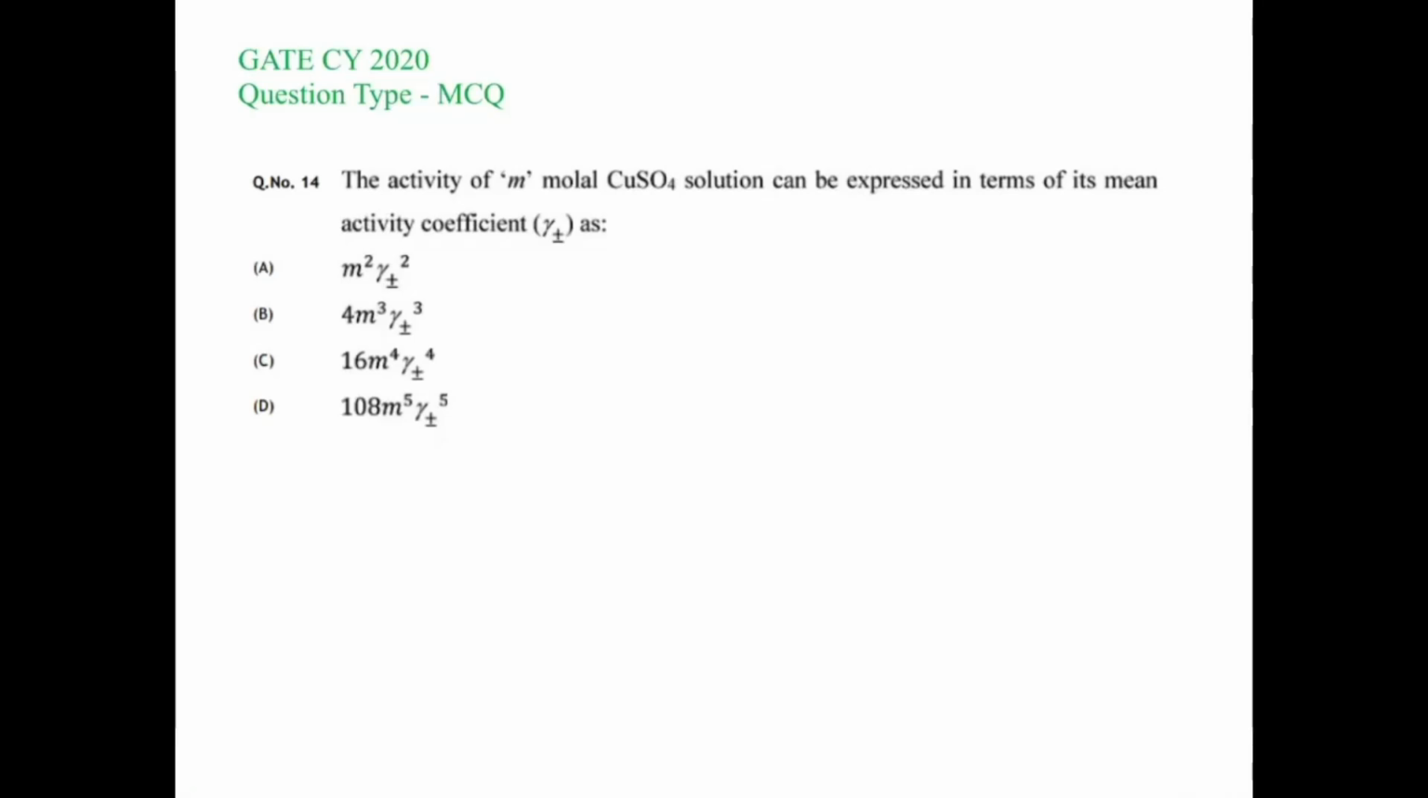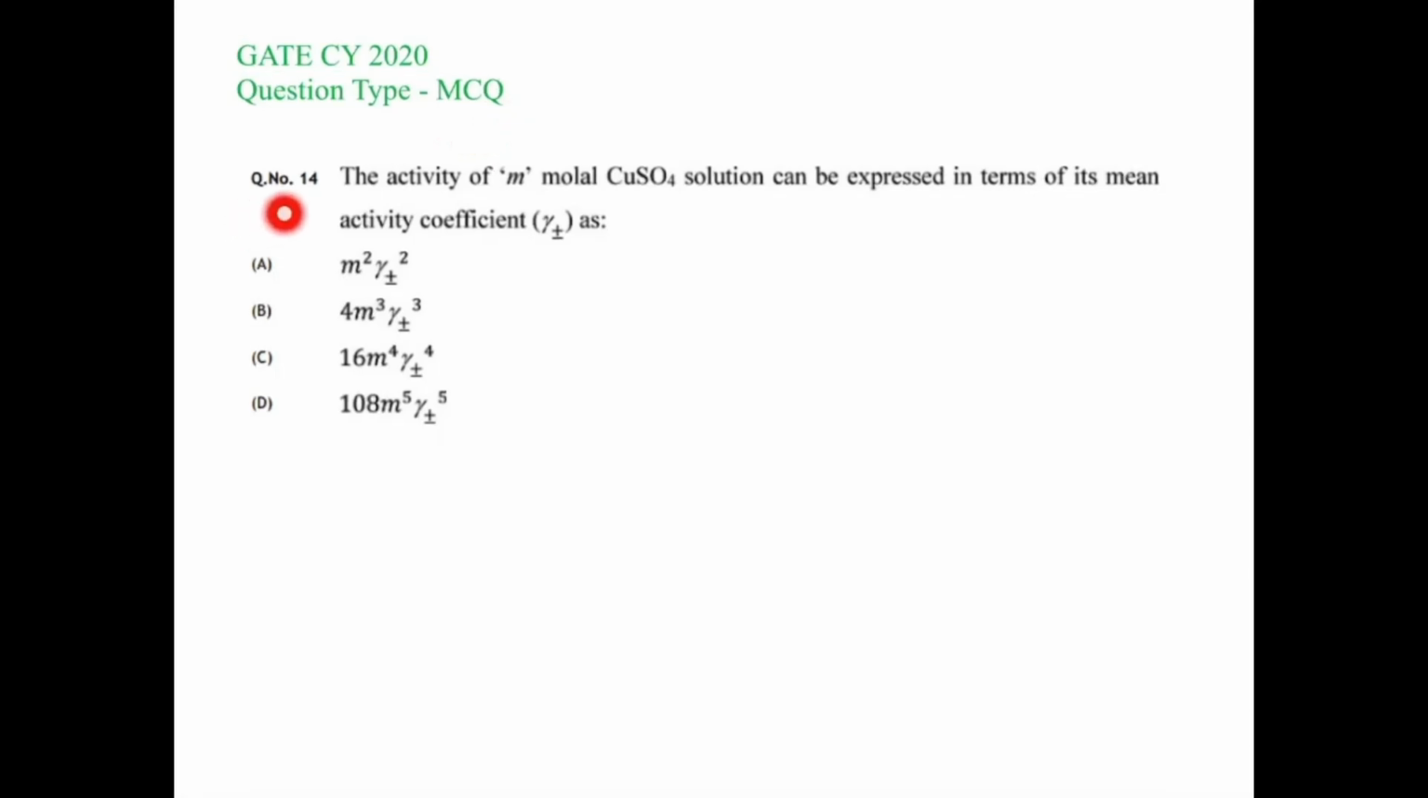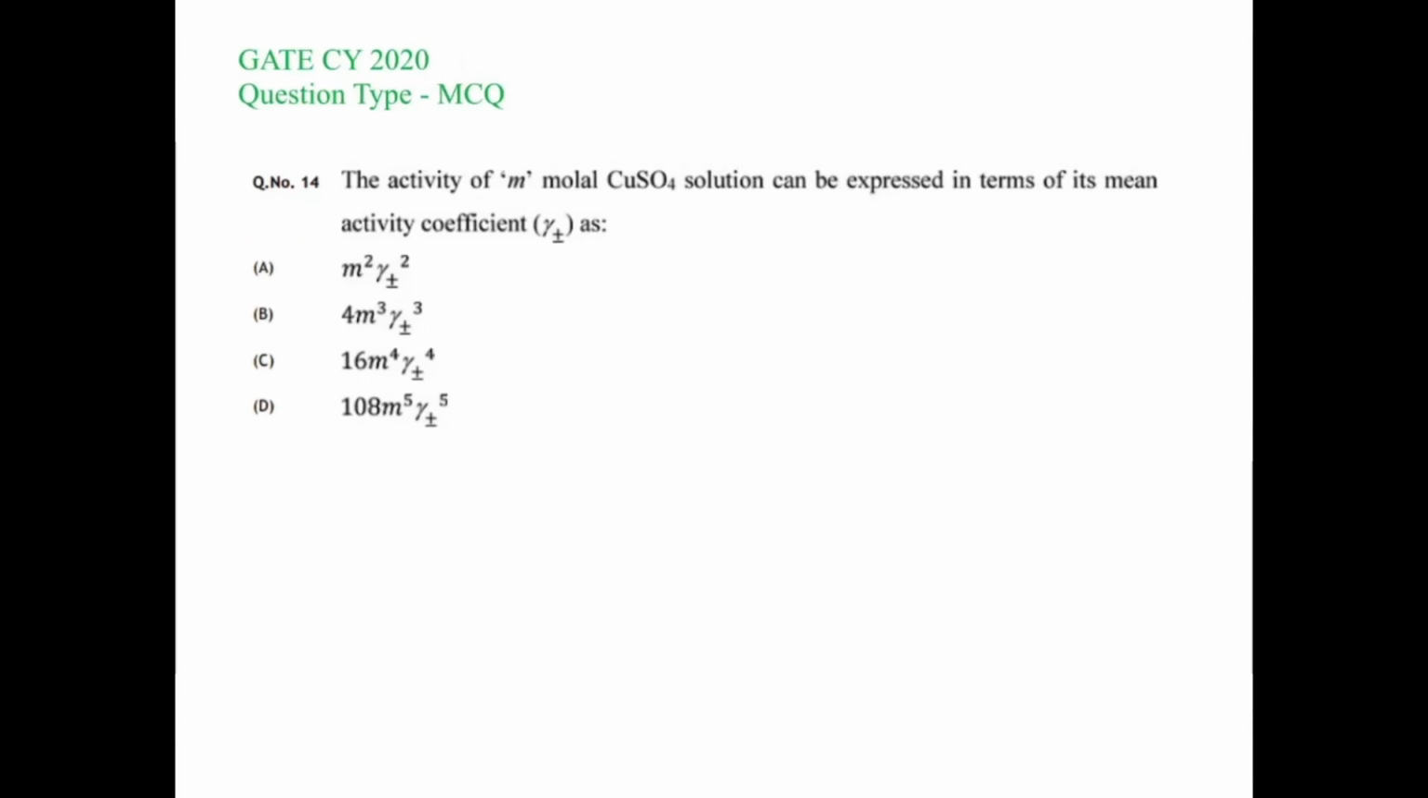Hello everyone, today we are going to solve a GATE CY question which is of MCQ type. This question came in number 14 in the year 2020. The question reads as follows. The activity of m molal copper sulfate solution can be expressed in terms of its mean activity coefficient gamma plus minus as. There are four options given here. You have to choose the most appropriate answer for the question.